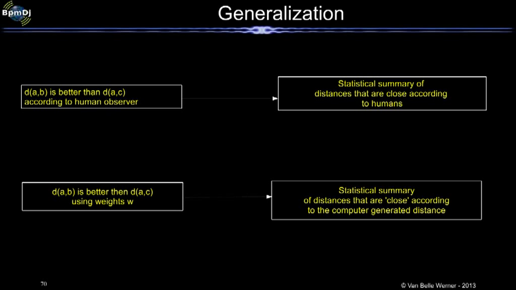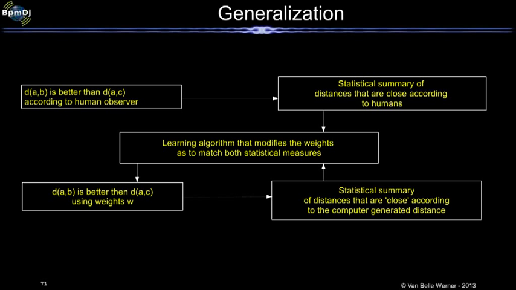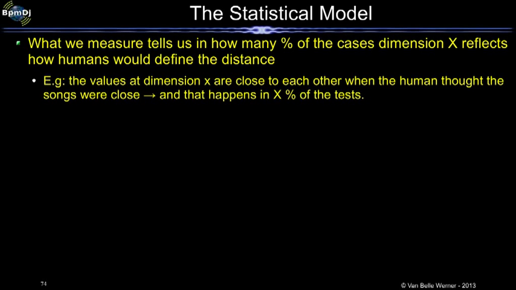At the moment, these two processes are disjoint. What the computer thinks is good has little to do with what we think is good. To match these processes, we insert a learning algorithm. Thereby, we assume that if we are able to match the statistics of both distance metrics, the distance metric will be more or less to our liking. Thus, what the learning algorithm tries to do is to tune the weights such that the resulting statistics come closer to each other. The next question is, of course, which statistics are we talking about?